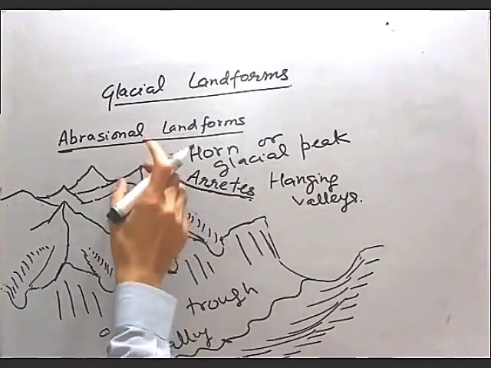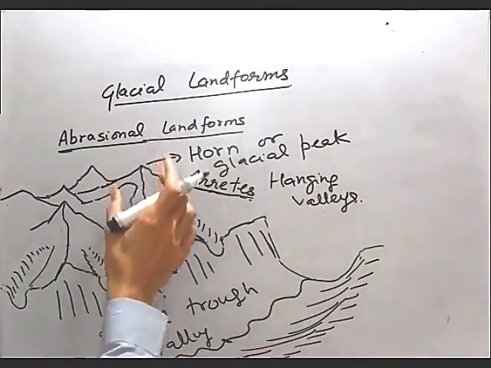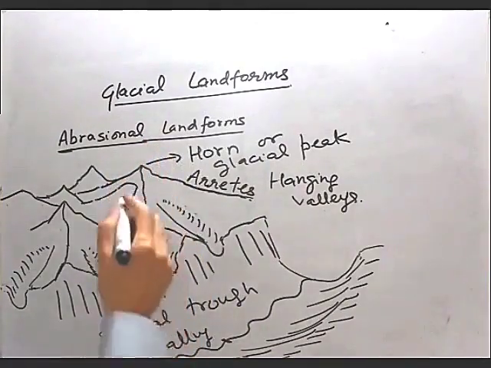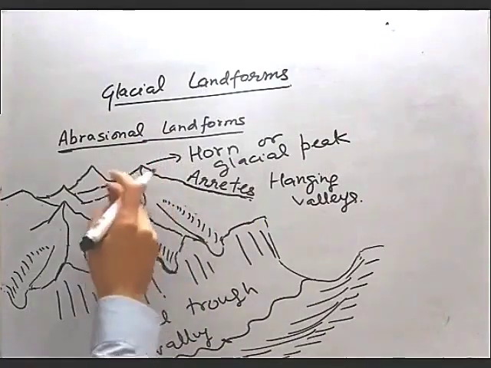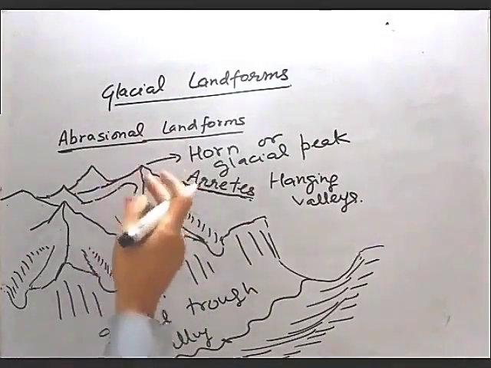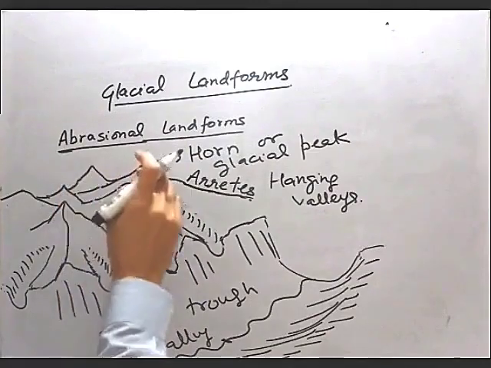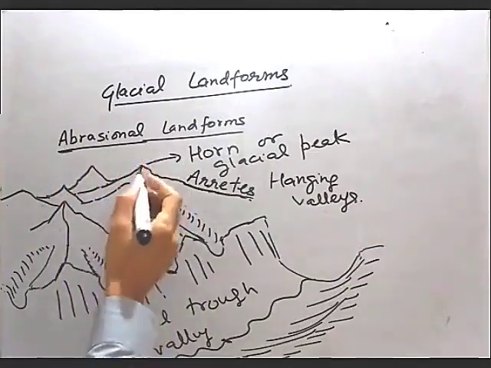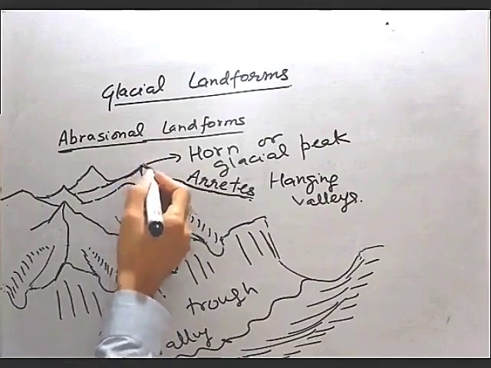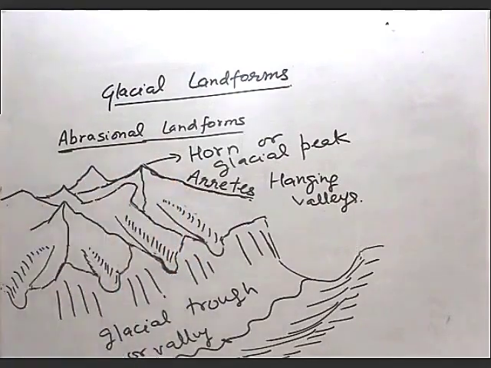Similarly, in the mountain landscape, there are peaks, and these peaks develop cirque glaciers on 3 or 4 sides, and these cirque glaciers start eating into this peak and making the peak sharper and higher. So these are glacial peaks or horns.